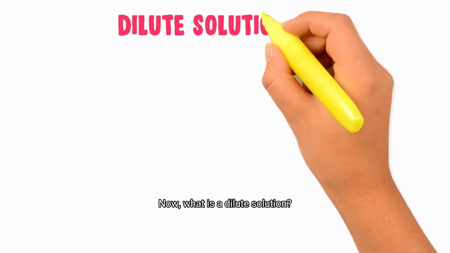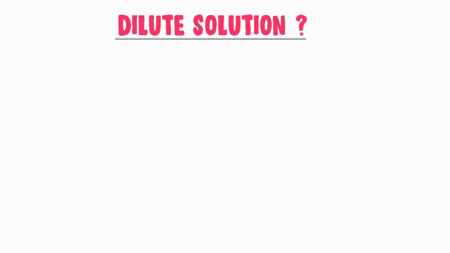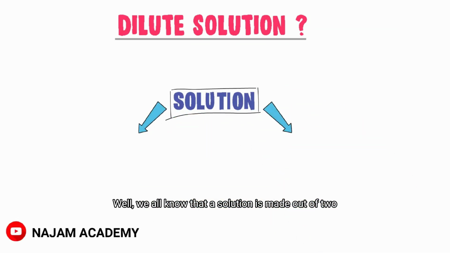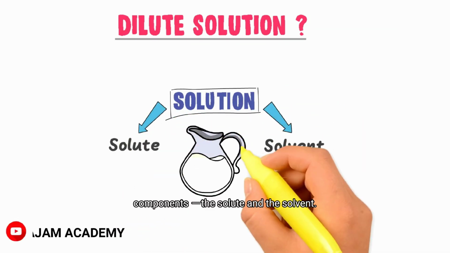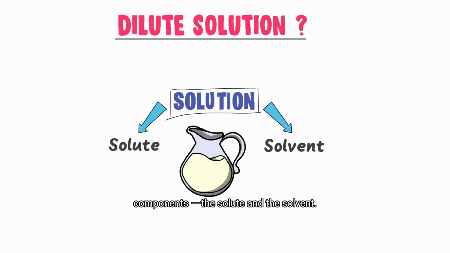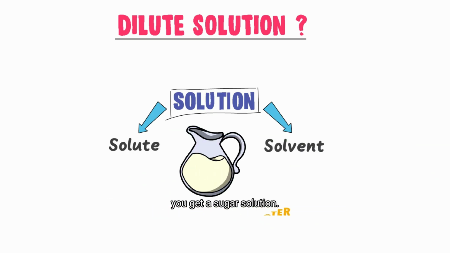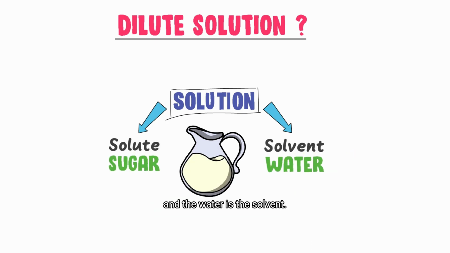Now, what is a dilute solution? Well, we all know that a solution is made out of two components, the solute and the solvent. For example, when you dissolve sugar in water, you get a sugar solution. So here, the sugar is the solute and the water is the solvent.